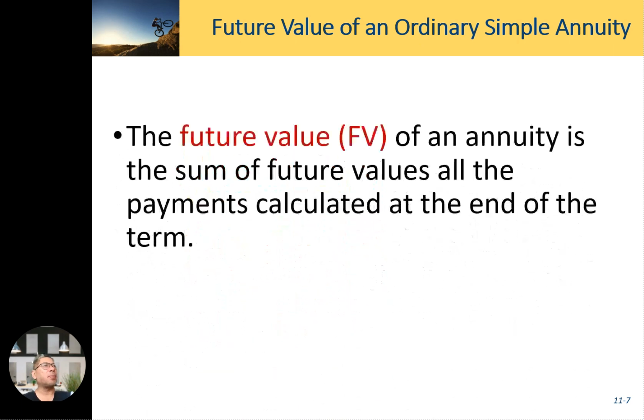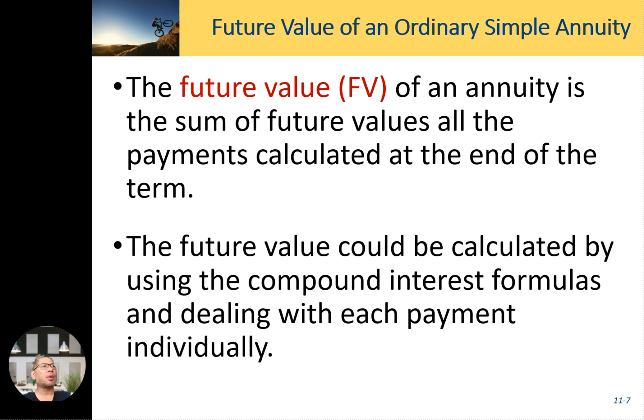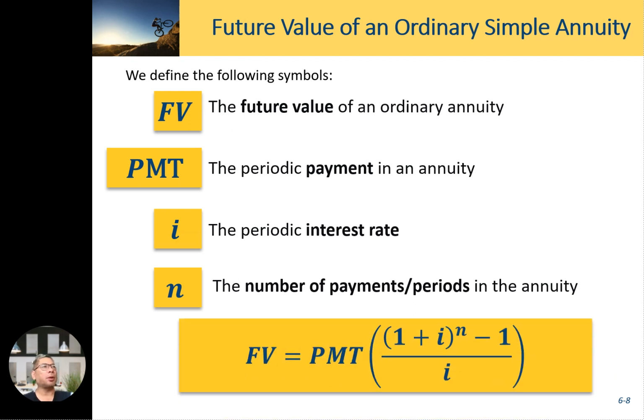What is the key part here? The future value of an annuity is the sum of the future values of all the payments calculated at the end of the term. The future value could be calculated by using the compound interest formula and dealing with each payment individually. FV is the future value of the annuity, PMT is the periodic payment in the annuity, i is the periodic interest rate, n is the number of payment periods in the annuity. Future value equals PMT times ((1 + i)^n - 1) divided by i.